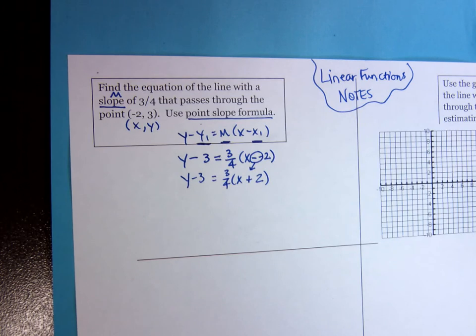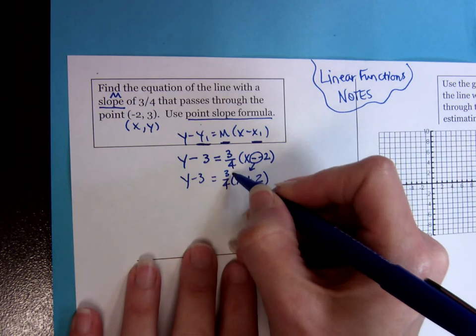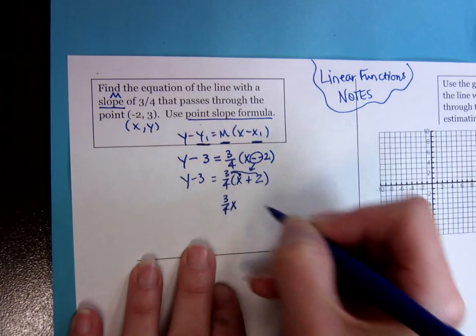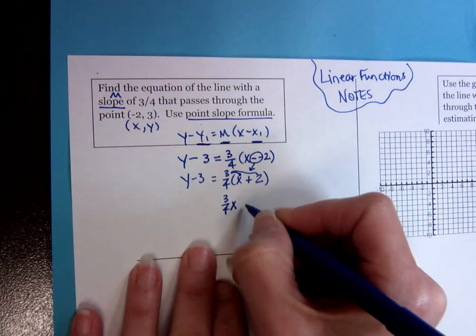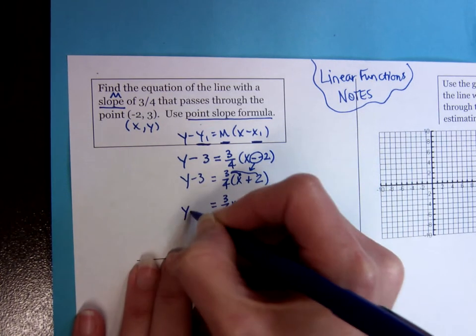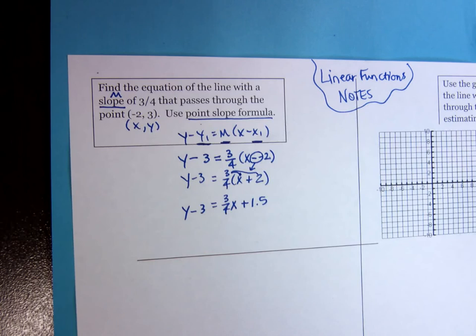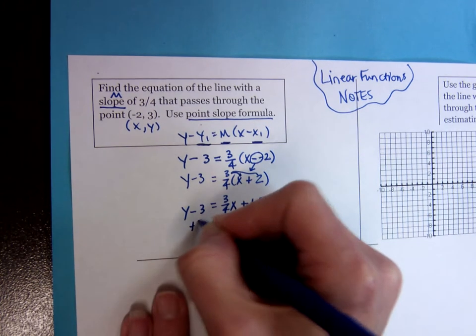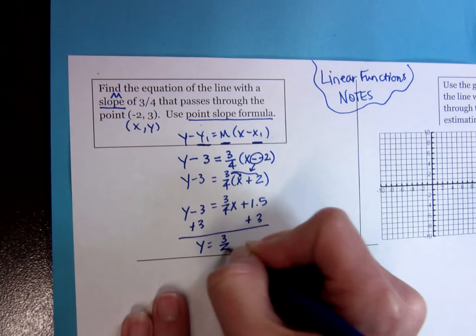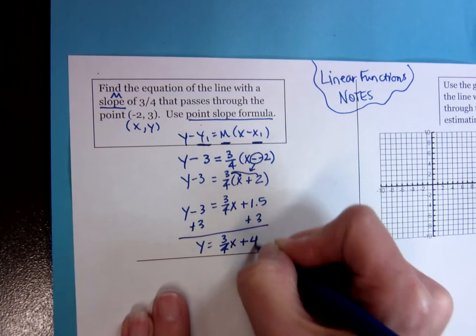Now our next step, several people said, is to distribute. Distribute the 3/4, so that's 3/4 x. What is 3/4 times 2? 1.5. Okay. And then we'll just write down the left-hand side of the equation. To get y by itself, what are we going to do? Add 3. So y equals 3/4 x plus 4.5.